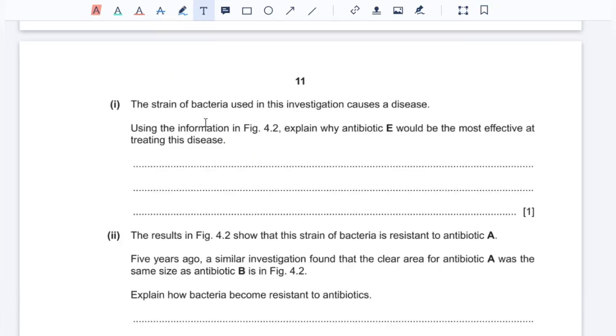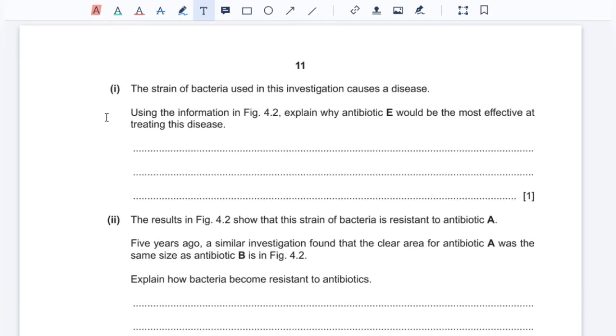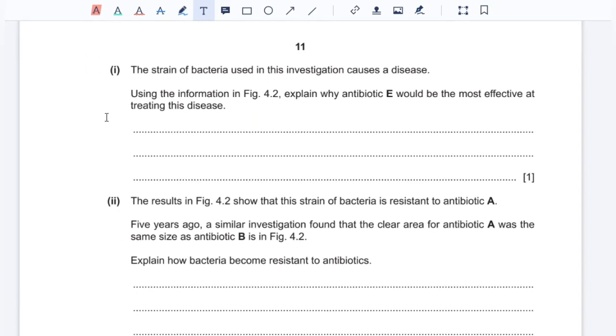Once the strain of bacteria used in this investigation causes a disease, using the information in figure 4.2, explain why antibiotic E would be the most effective at treating this disease. So again, treating this disease would mean to eliminate the bacteria, and antibiotic E would be the most effective since it has killed the most bacteria out of all of the antibiotics A to E.